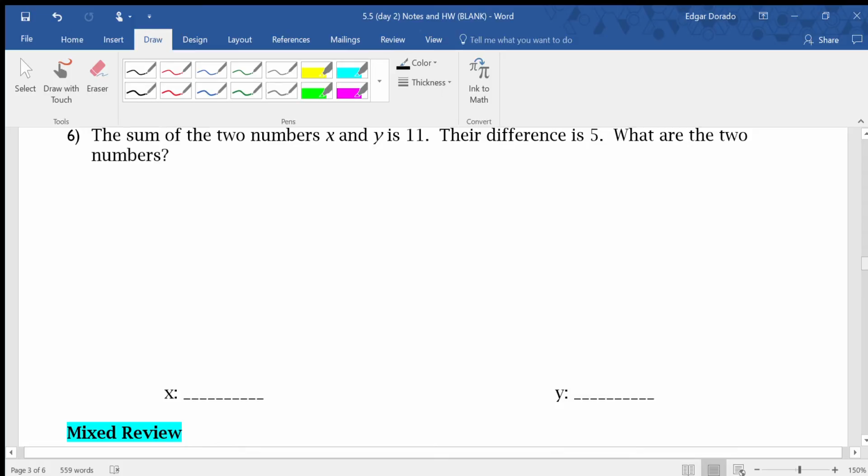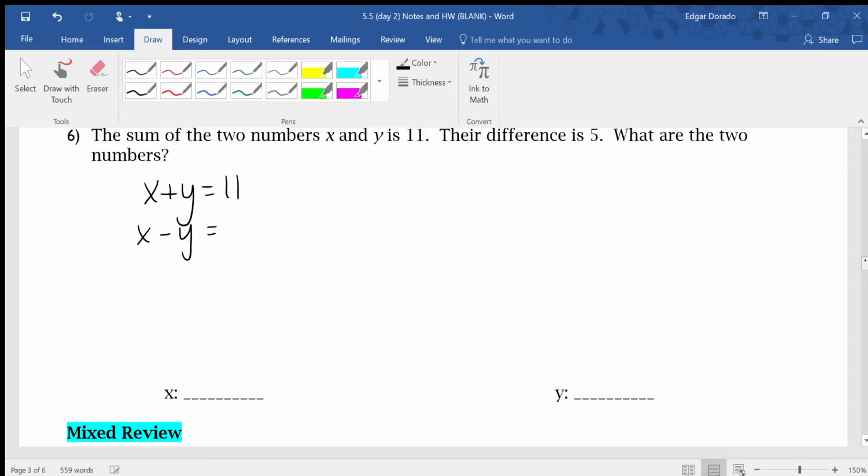Okay? Number 6 is exactly the same. So now that you know that, go ahead and let's try that one out. All right. So the sum of two numbers x and y is 11. So x plus y equals 11. And then the difference is 5. So the difference of those two same numbers is 5.